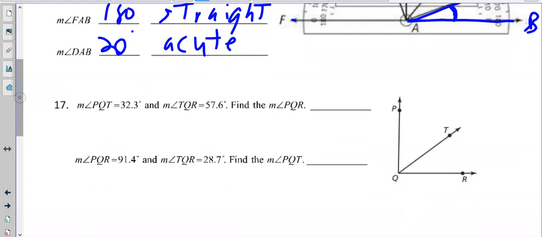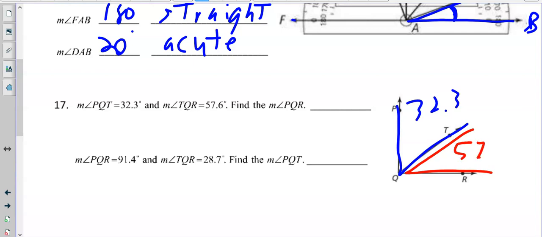All right. Almost there. Last bit here. PQT. PQT right here is 32.3. TQR, which is right here, is 57.6. They're wanting us to find PQR, the entire thing, which means we're going to add these together.